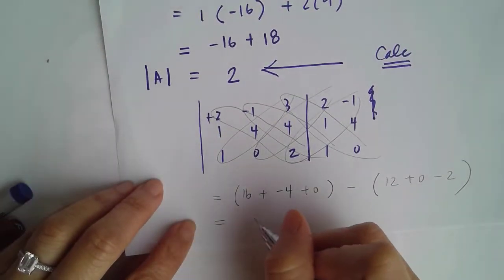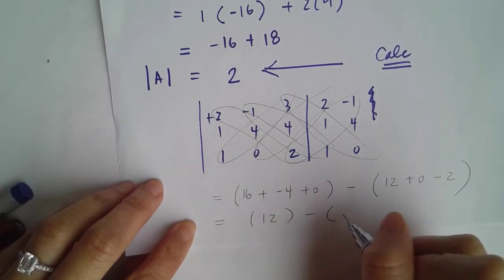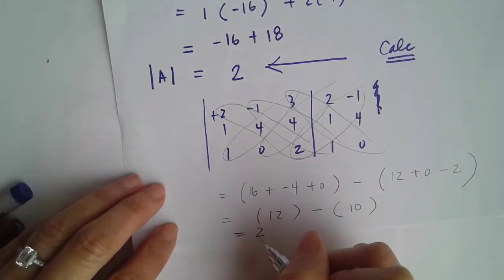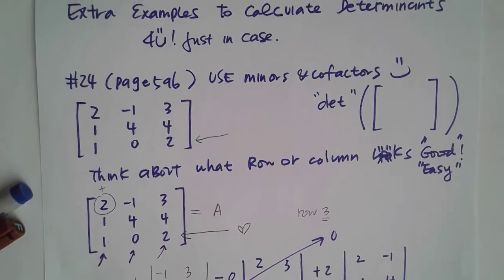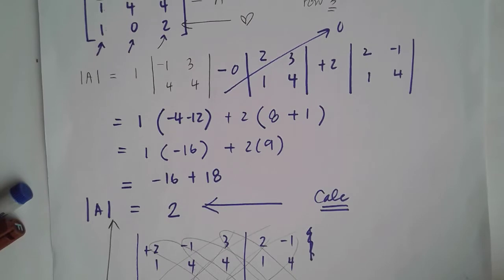And I'm left here with 12 minus 10, which is also 2. So our determinants match up. Woo! Okay, so hopefully that cleared up how to find the determinant for a 3 by 3 using minors and cofactors. We're going to do one more.